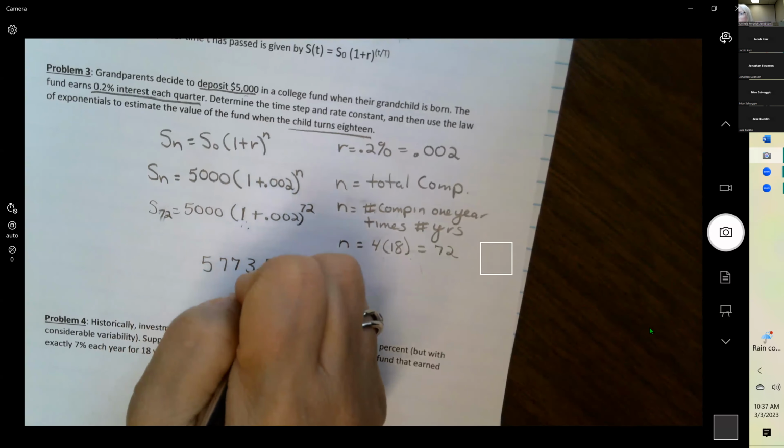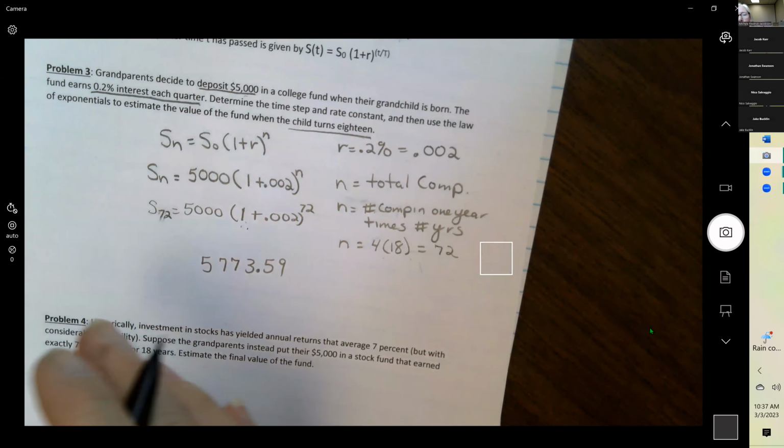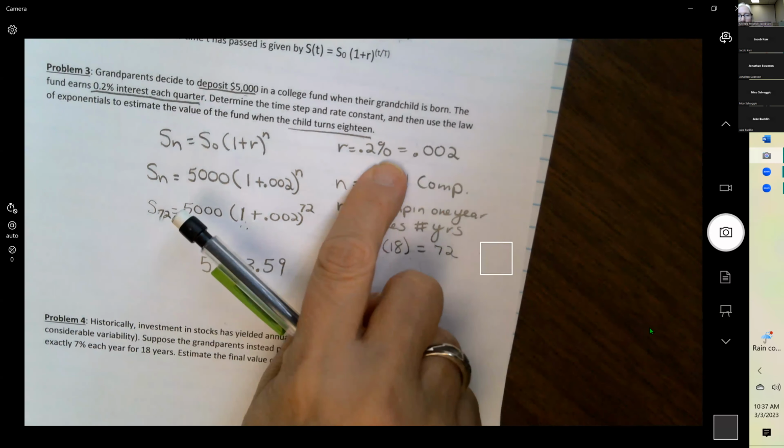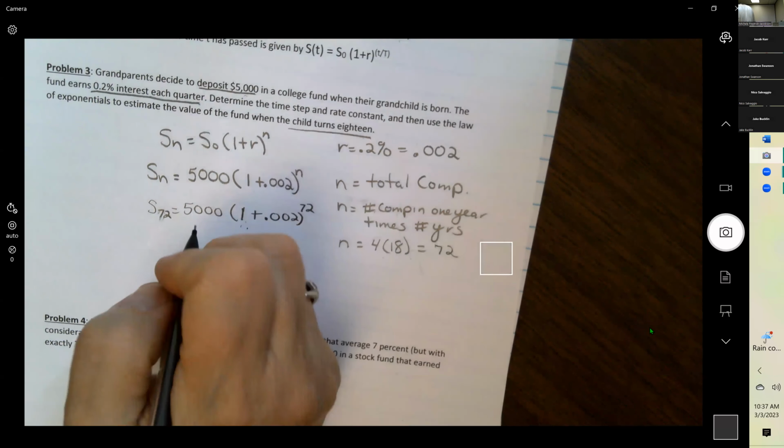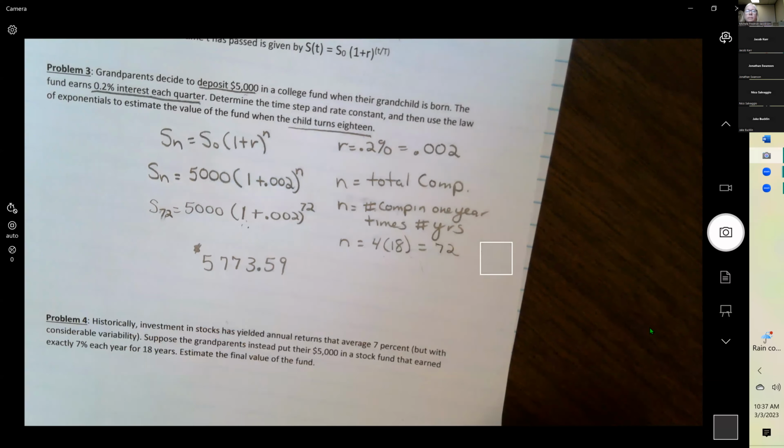$5,773.59. Now, it seems like it was in there a long time, but I mean, you weren't even making a whole percent. And right now, interest rates are pretty low. Any questions on that?